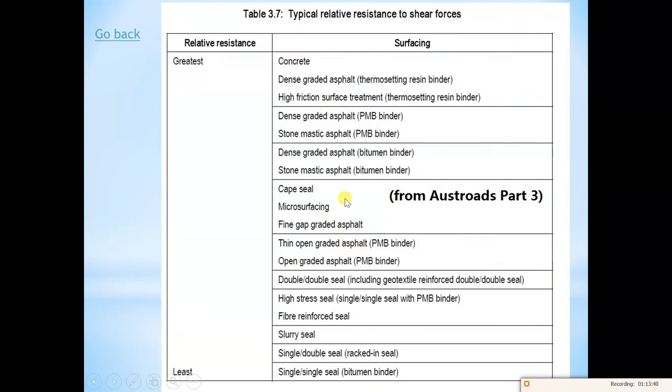So this one is using the ordinary type of binder, but it performs better than the open graded asphalt using a PMB binder. So out of all the four asphalts, actually the open graded asphalt is the worst performer. The bottom, of course, is the chip seal. Of course, they are not as good as the asphalt.